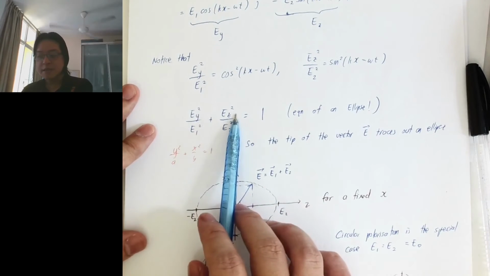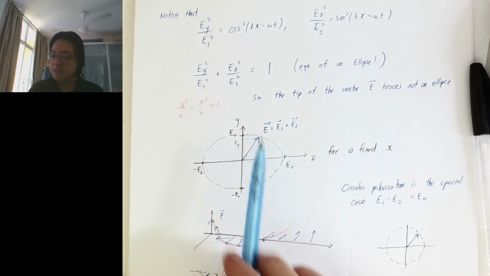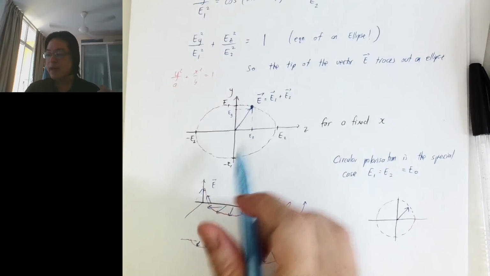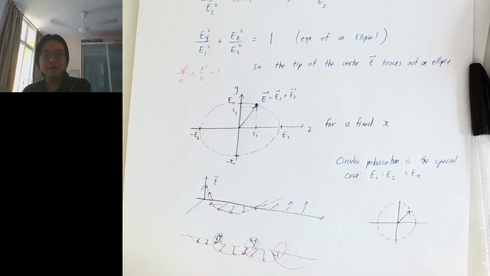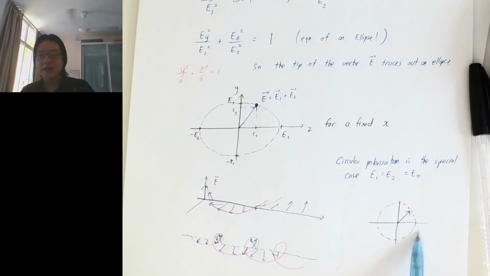So this is an ellipse on the YZ plane. So we conclude that the position pointed by the arrow always lies on the ellipse. And furthermore, if these two magnitudes are the same, it's just adjusting the ellipse until it looks like a nice circle. So the coordinates always lie on the circle. So that is basically the elliptical polarization.